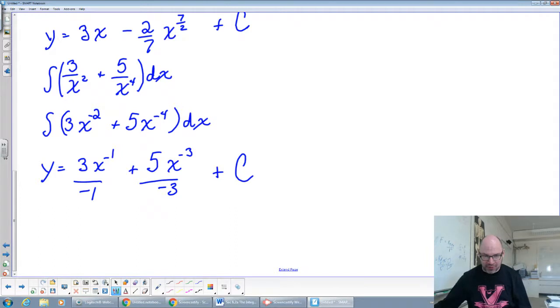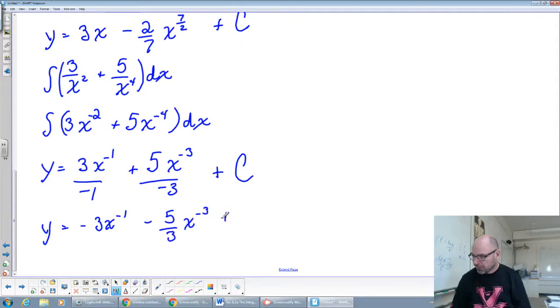Okay, if we simplify that down a little bit, this is going to be y equals -3x to the power of -1 minus, because this is a minus here, 5/3 x to the power of -3 plus c. Okay, and that's a nice answer there.